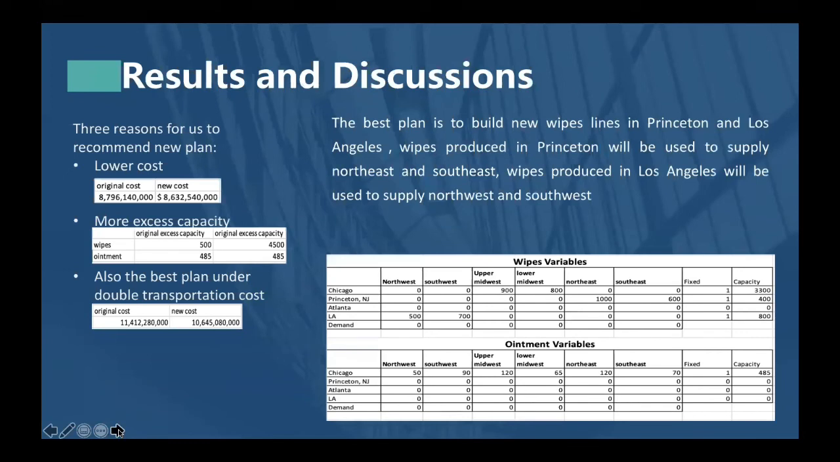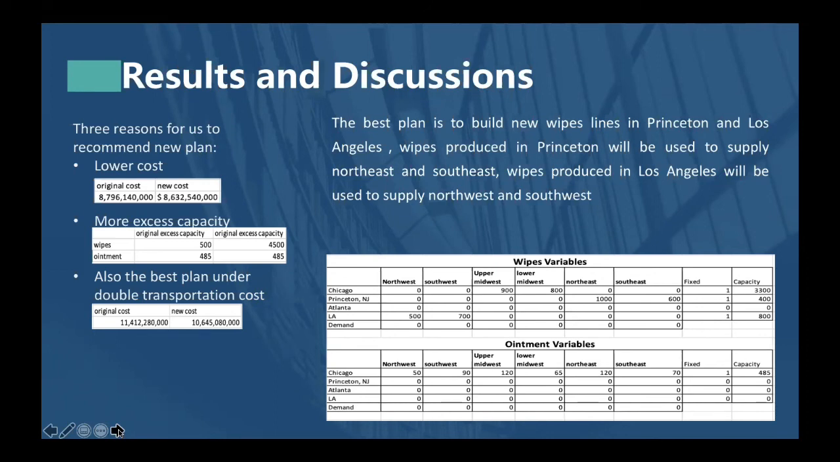So in reality, the best plan is to build a new WIPES line in Princeton and Los Angeles. WIPES produced in Princeton will be used to supply the Northeast and the Southeast. WIPES produced in Los Angeles will be used to supply the Northwest and the Southwest. There are reasons for us to recommend this new plan. The first one is lower cost. We combine the original cost and the new cost, and the new cost is lower. And the second one is that the new plan can provide us new capacity, so it is better than the original one.